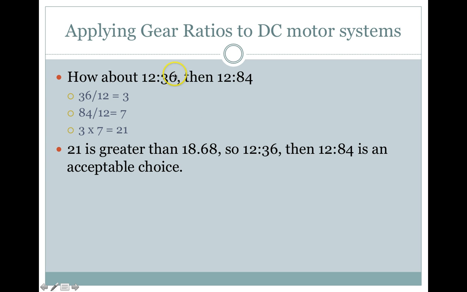We go 12 to 36 and 12 to 84 gives us 21. You can see how 36 divided by 12 gives us 3, 84 divided by 12 gives us 7, 3 times 7 equals 21. 21 is greater than the 18.68, so 12 to 36 and 12 to 84 is an acceptable choice.